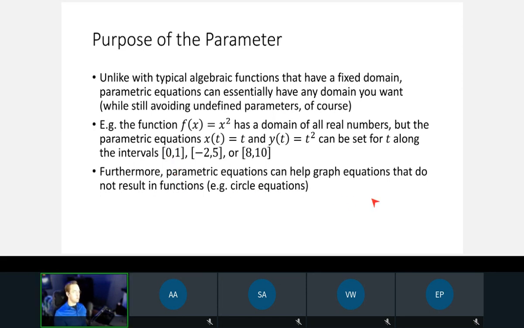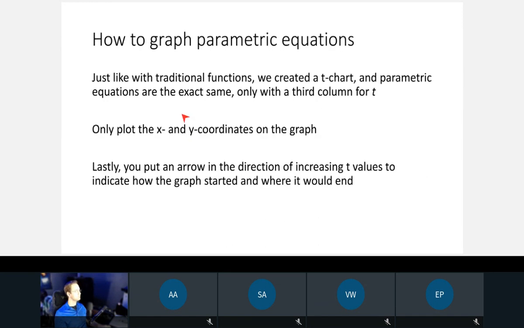All right, furthermore, parametric equations can help graph equations that do not result in functions. So if you were to type this in like Desmos, it creates a U, but in certain cases, like if you wanted to graph an ellipse or a circle, like I have here, you couldn't just have a single function to do that. Well, with parametric equations, you can. It's pretty neat. Well, this is a very wordy presentation. Where's the fun? It's going to start soon, I promise.